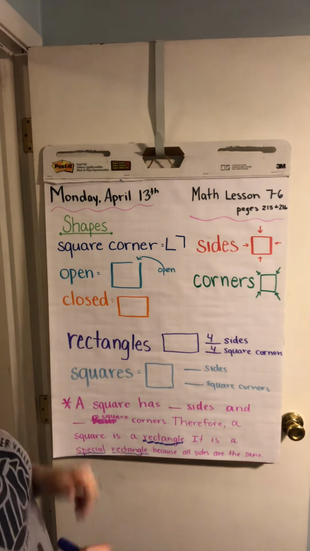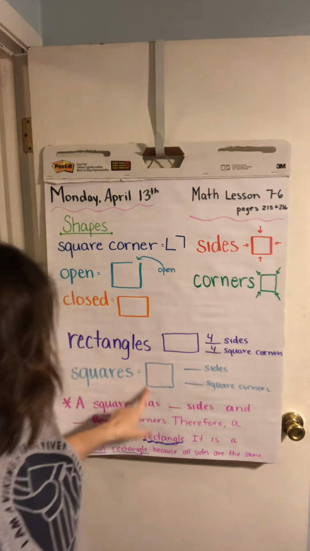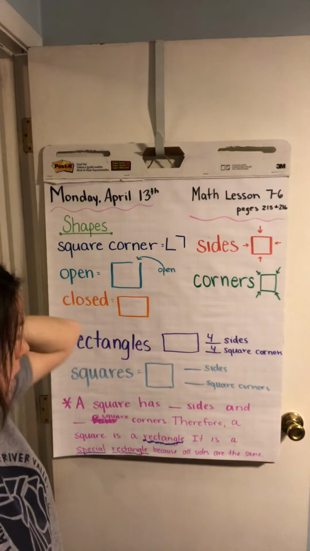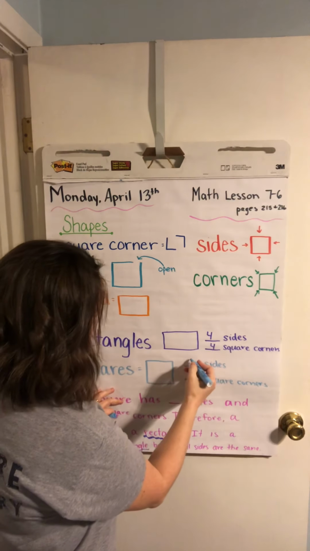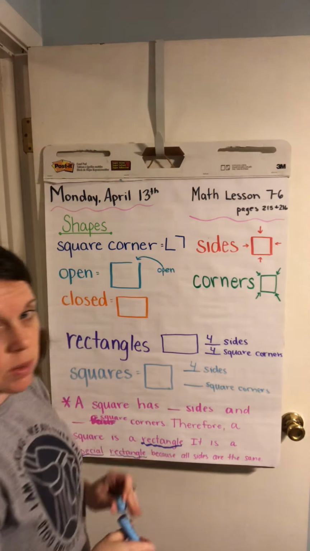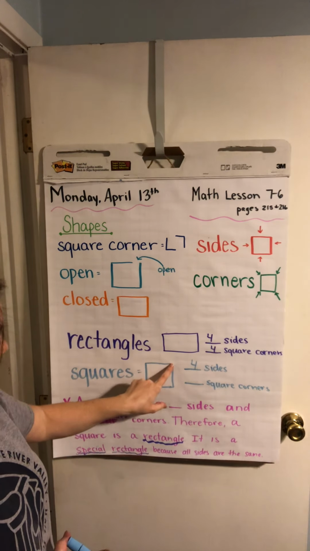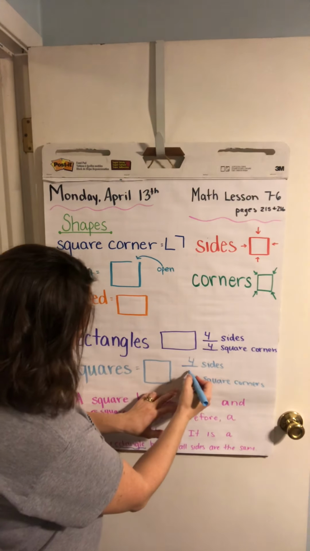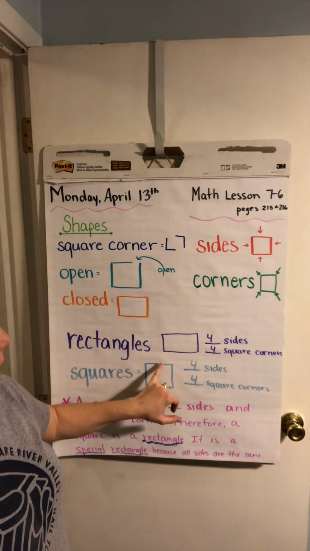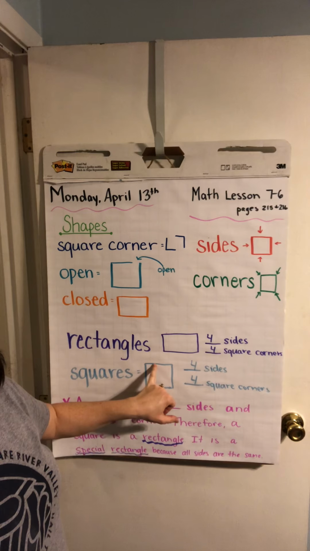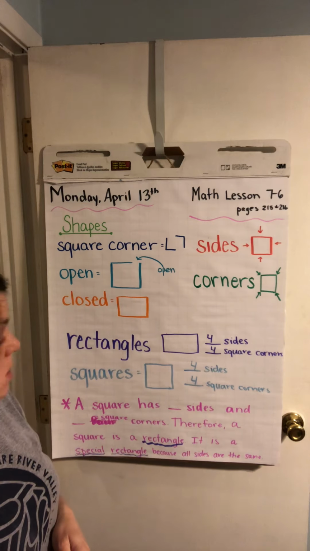And then we have squares. So if you look at my blue shape here, you see a square. And let's count how many sides it has. It has 1, 2, 3, 4. So a square has 4 sides. And a square also has square corners. So we'll count those. 1, 2, 3, 4. Okay, and let's describe the sides of a square. All the sides in a square, they're all the same length. Okay, they're all the same.